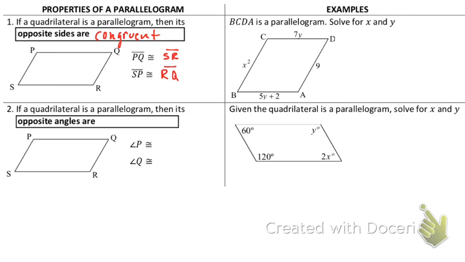So how do I use that? Well, it's pretty simple. So let's do example B. Okay, so in example B, we know it's a parallelogram. Since it's a parallelogram, we can use this property. So we now know opposite sides are congruent. So how do I figure this out to solve for x and y? Simple. We take opposite sides. Since they're congruent, that means we can put them equal to each other. So I'm going to do x squared equal to 9.